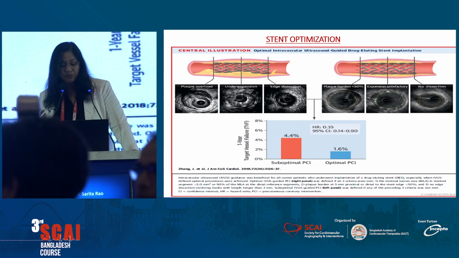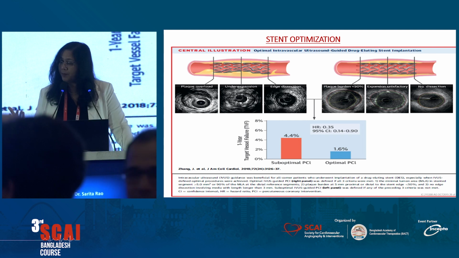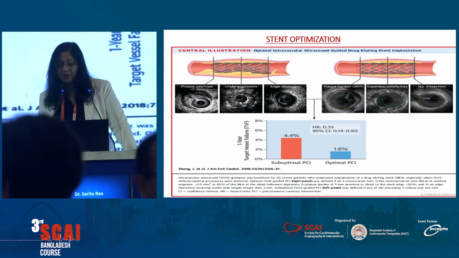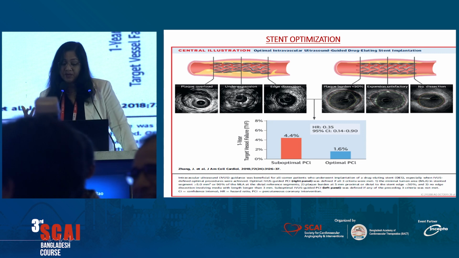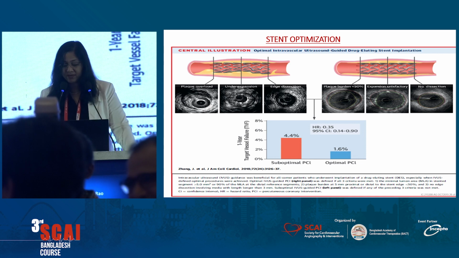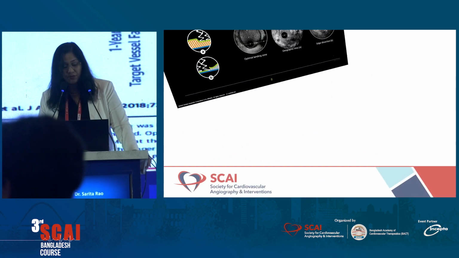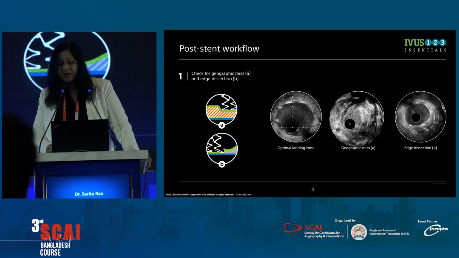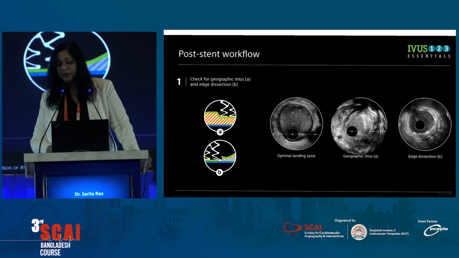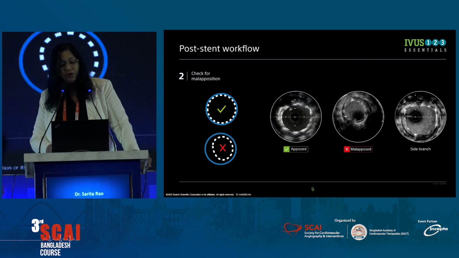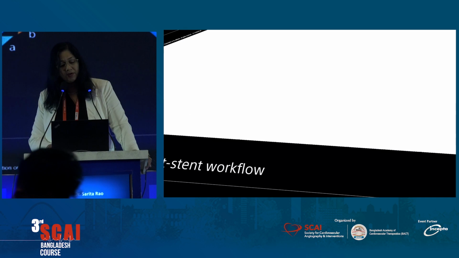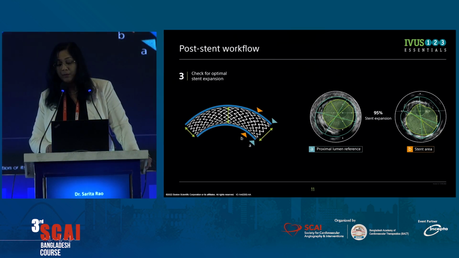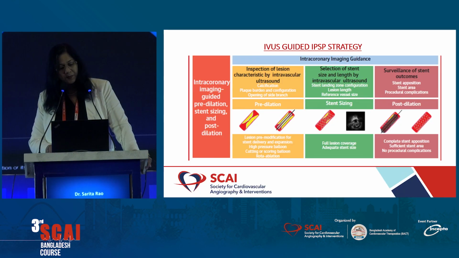Stent optimization is very important because if you look at the target vessel failure, there's a real difference if you don't optimize your stents. And optimizing would mean that all the three criteria were met. The MLA in the stented segment greater than 5. And if you look at the plaque burden, 5 millimeter proximal and distal less than 50%, and no edge dissection involving the media. Post-stent, you would want to see if you had any kind of a geographic miss or an edge dissection. You would also want to check for any malapposition, check for the patency of the side branches, and check for an optimal stent expansion both proximally and distally.